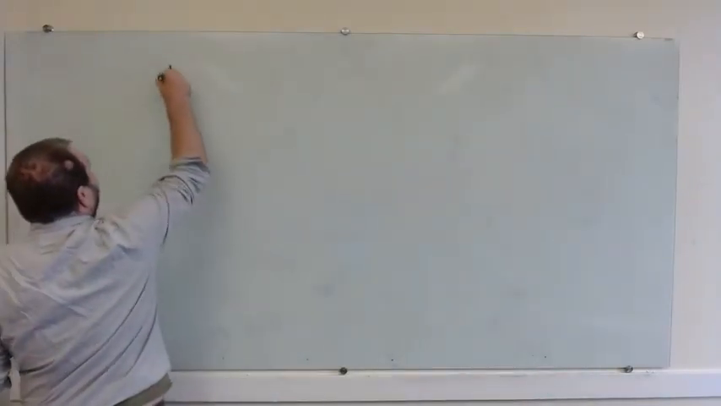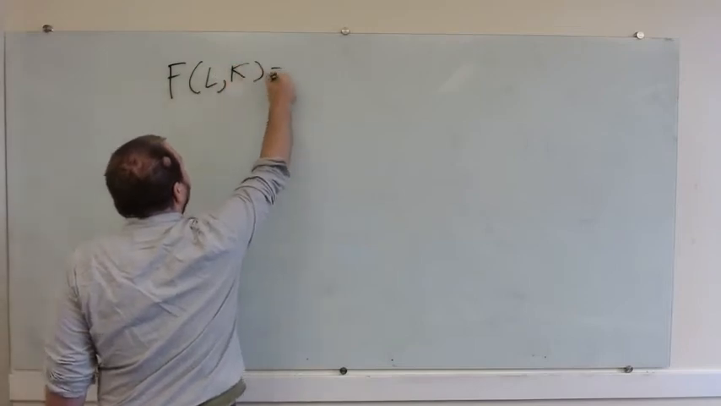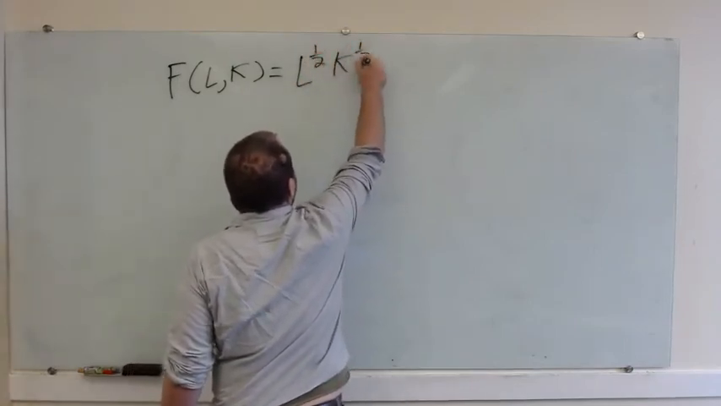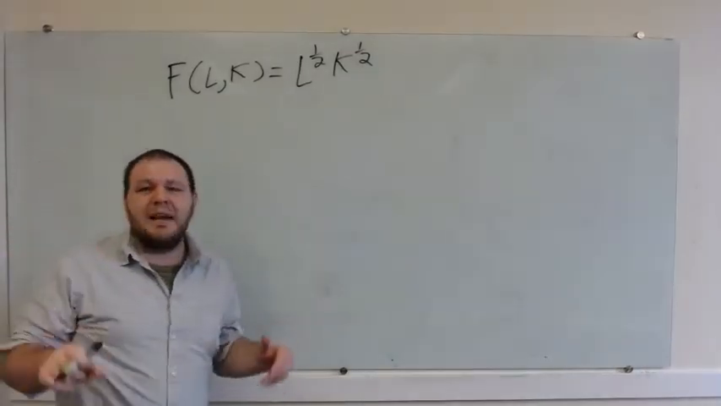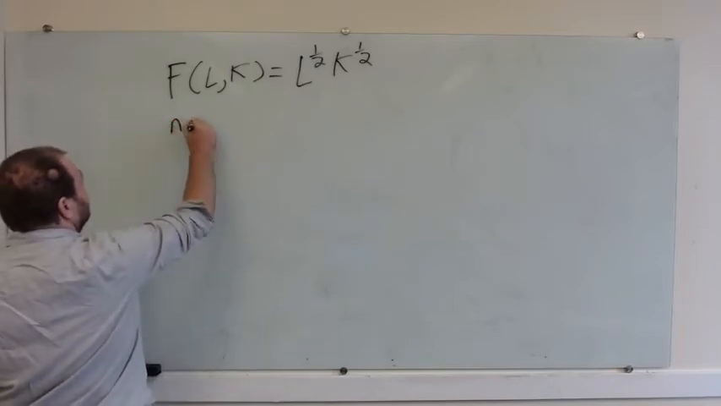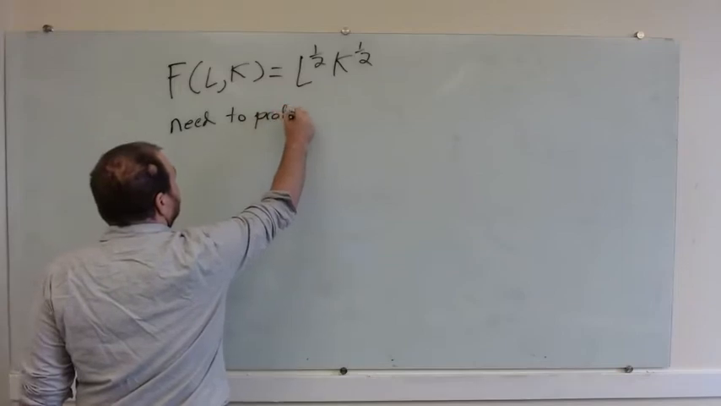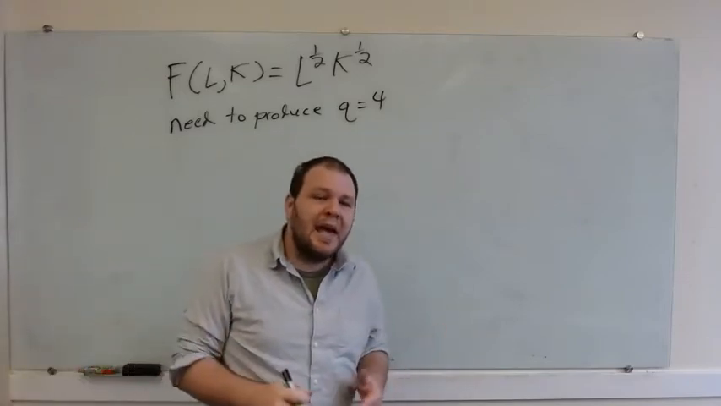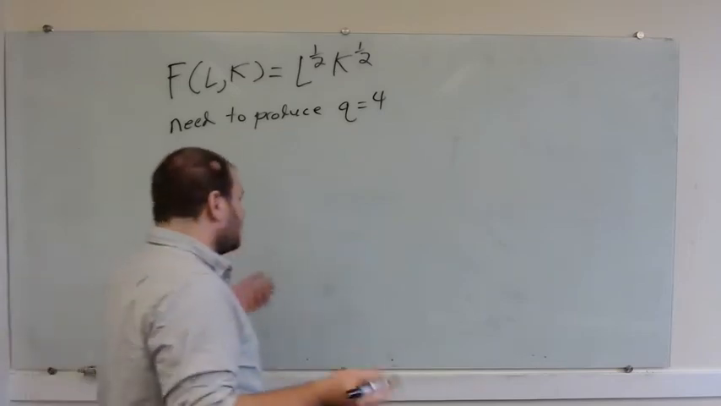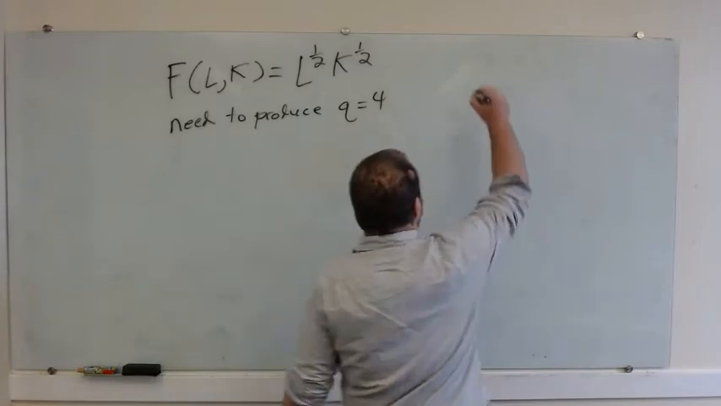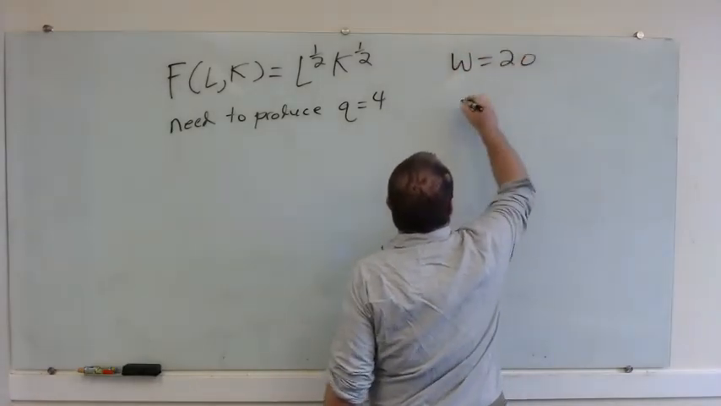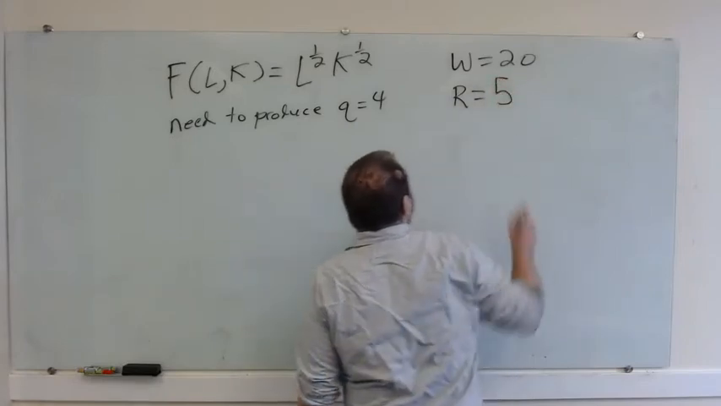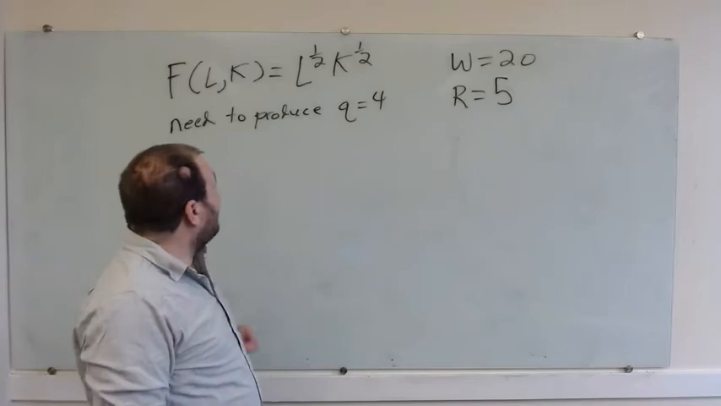Cool. So let's think through this by imagining some particular production function. So let's say we've got F of labor and capital equal to some fairly standard Cobb-Douglas, something like L to the 1/2 times K to the 1/2, right? And we're told by our boss, let's say we're on a potato farm, we need to produce Q equals 4, right? So let's say we need to produce 4 tons of potatoes. And we want to do so as cheaply as possible, given that we've got some wage rate and some rental rate. Just making things up. Let's say that the wage rate, we need to pay our workers $20 an hour. And the rental rate, we can rent a tractor for $5 an hour.